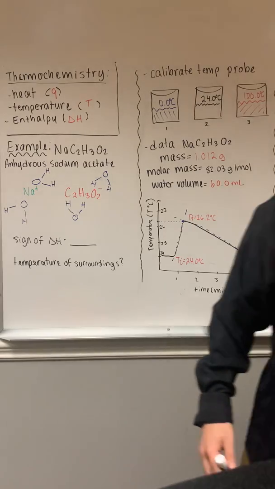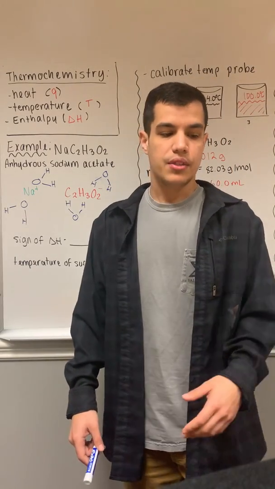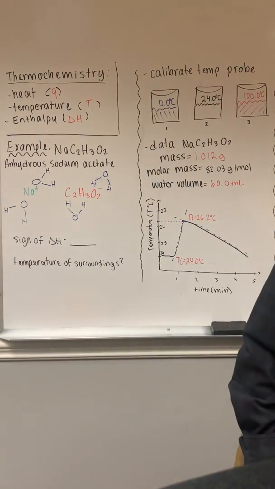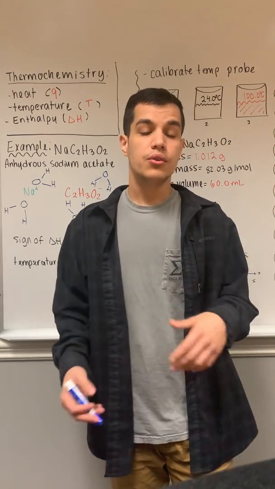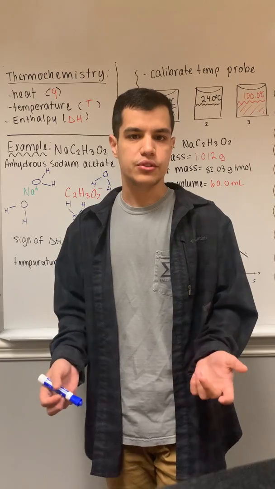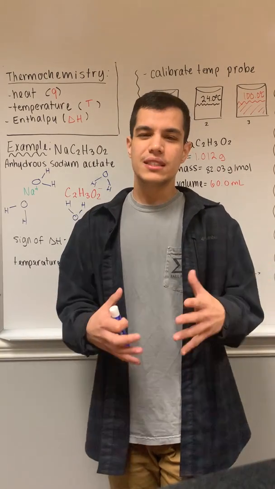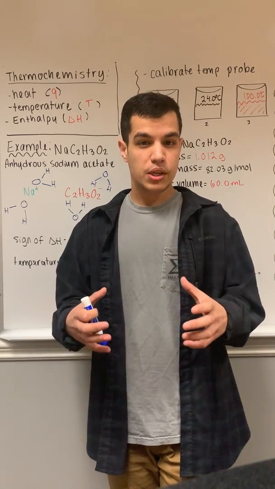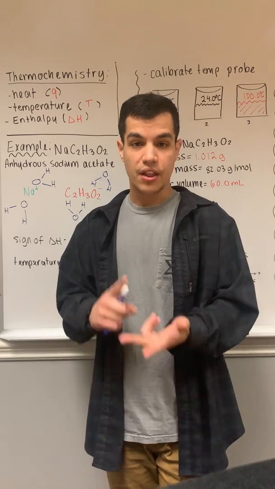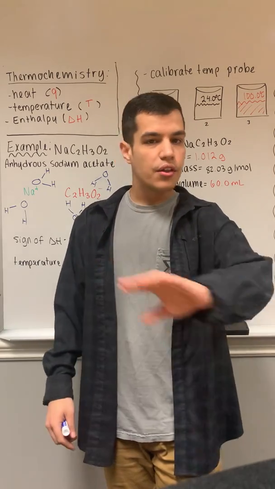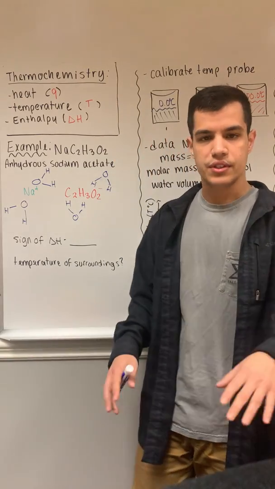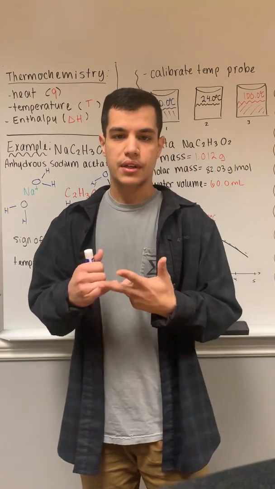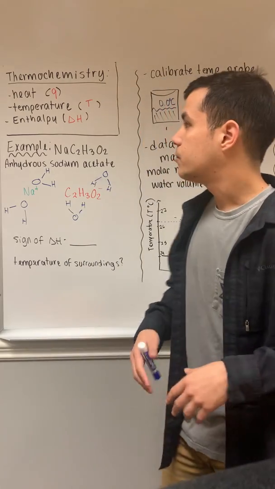So for this pre-lab, we're gonna be talking about thermochemistry, and thermochemistry is basically the branch of chemistry that deals with heat being absorbed or evolved during a chemical reaction or physical transformations. For this class, the main things that we're gonna be talking about in thermochemistry are heat, temperature, and enthalpy. There are other things like specific heat and heat capacity, but for this class, just heat, temperature, and enthalpy are what we're going to be talking about today.